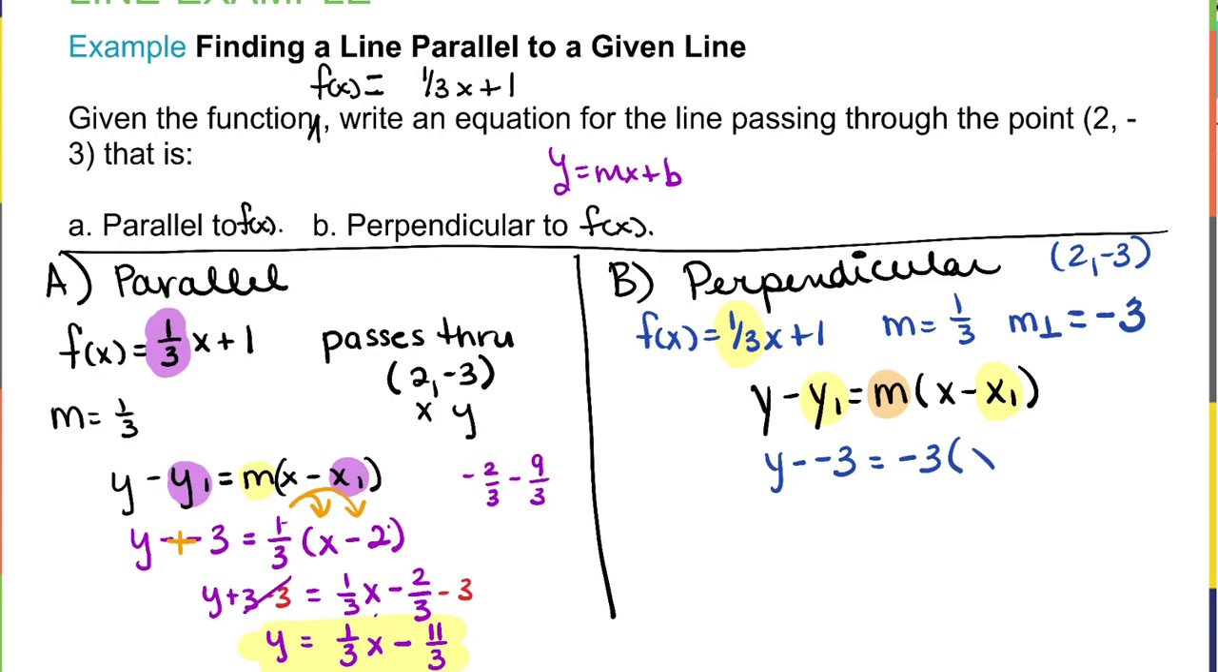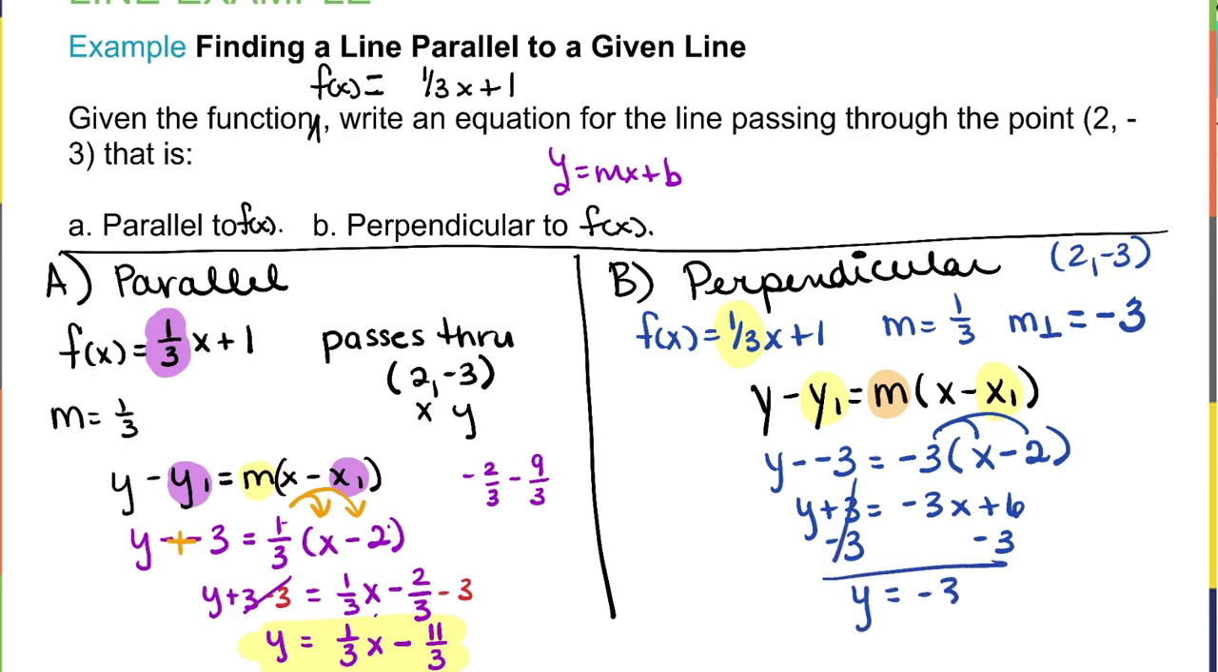Parentheses x minus 2. So this becomes y plus 3 on the left equals, distribute the negative 3, we get negative 3x plus 6. And then we subtract 3 on both sides. On the left it cancels. On the right we add it to the 6 and we get negative 3x plus 9. So y equals negative 3x plus 9 is the line that is perpendicular to f of x equals 1/3 x plus 1 that also passes through the point (2, -3).